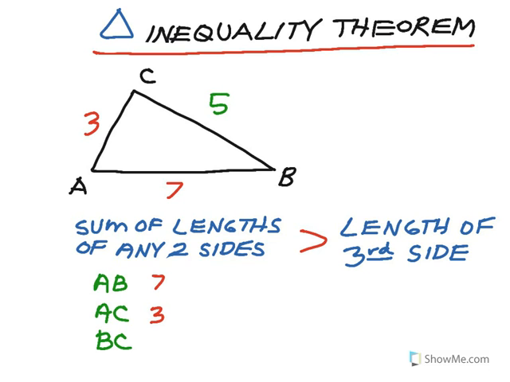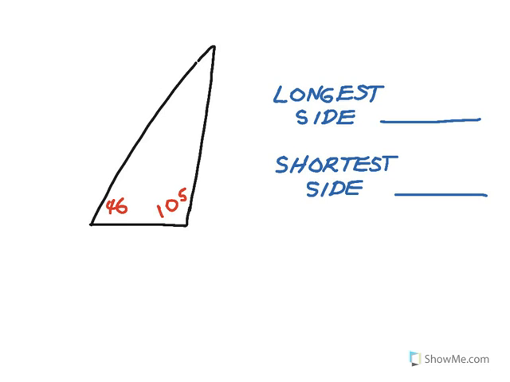Let's say that side is 5. Now any two that you add up: if you add up these two, 10, they're greater than 5. If you add up these two, they add to 8, they're greater than 7. And if you add up the 7 and the 5, that's 12, greater than the other side of 3. So any two sides I pick have a sum that's greater than the length of the third side.